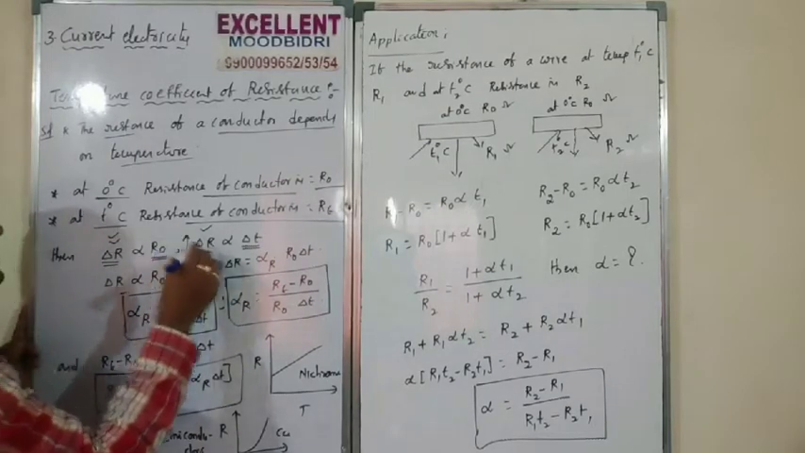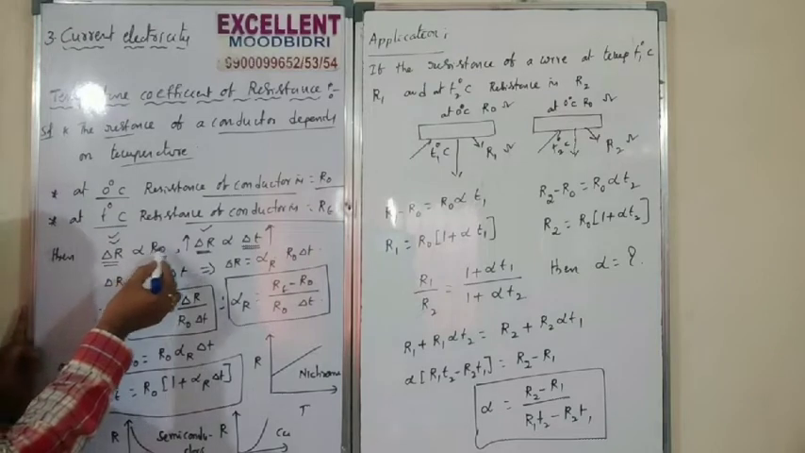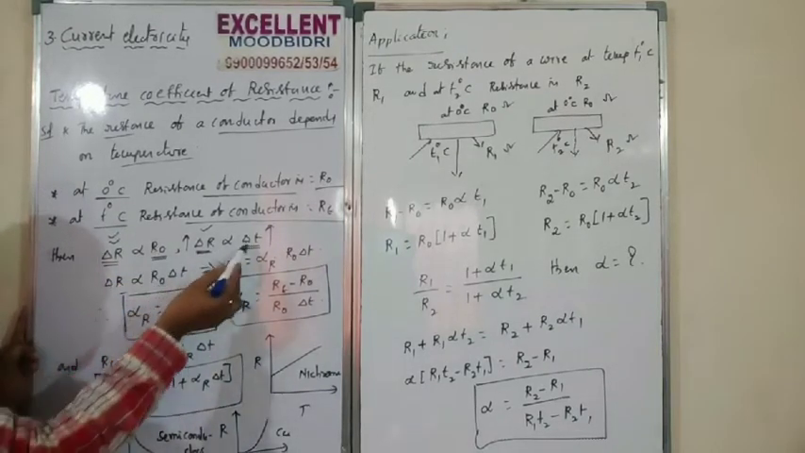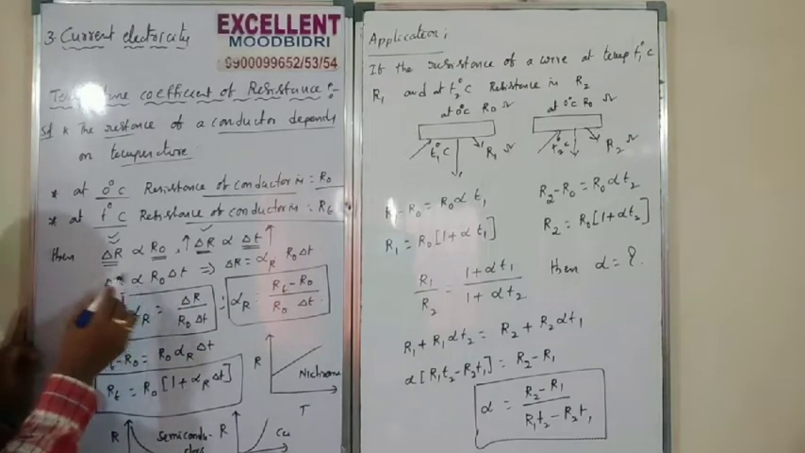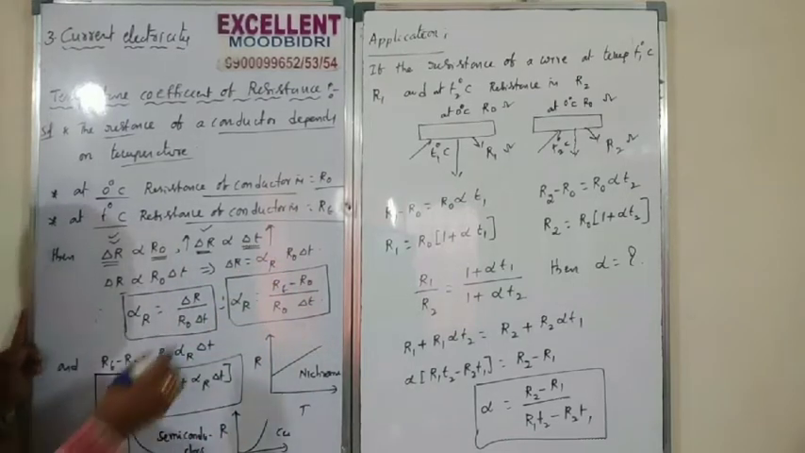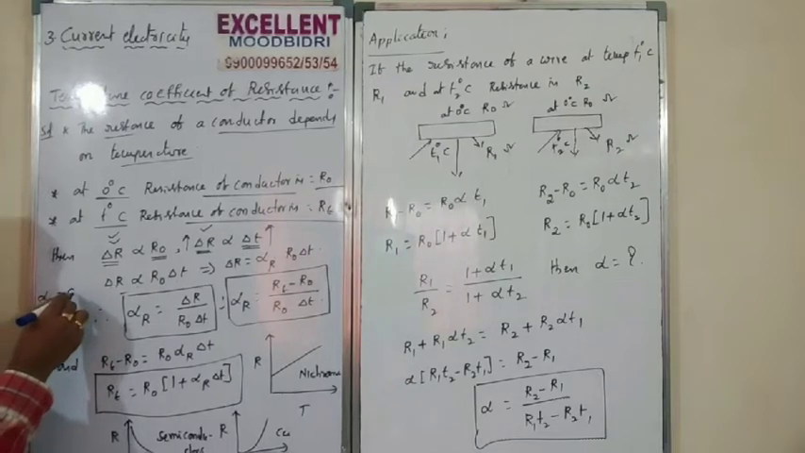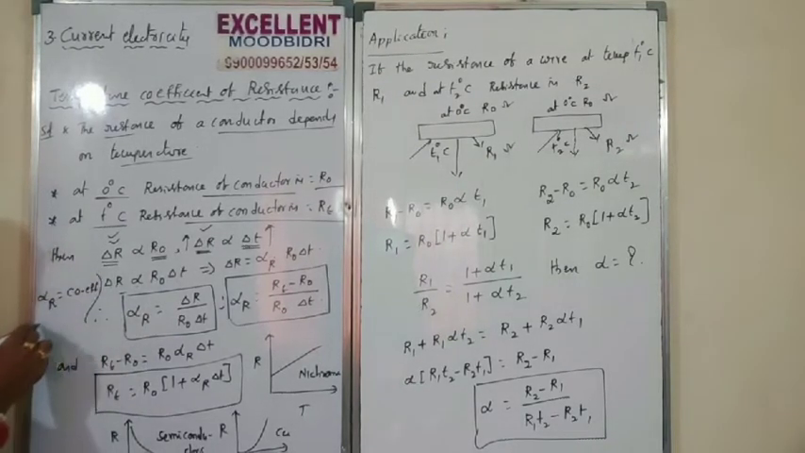So resistance can increase while increasing temperature. So from equation 1 and 2, we can write delta R is proportional to R naught into delta T. Correct? The proportional constant we will consider as alpha suffix R, where alpha R is nothing but the coefficient of resistance. Coefficient of resistance, not resistivity.